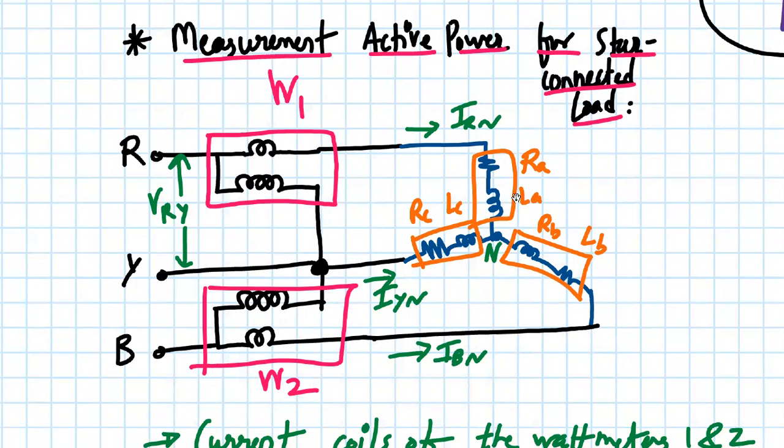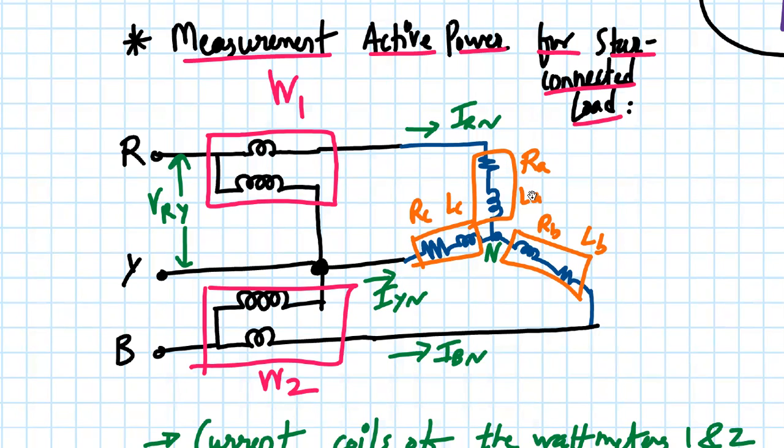So this is the measurement of active power for a star connected load. So you have 2 wattmeters here and here. Their current coil and voltage coil are connected like this. Okay, we have R phase, Y phase, and B phase. So all the phase current will flow, and this is my star connected load. So it's a coil actually.